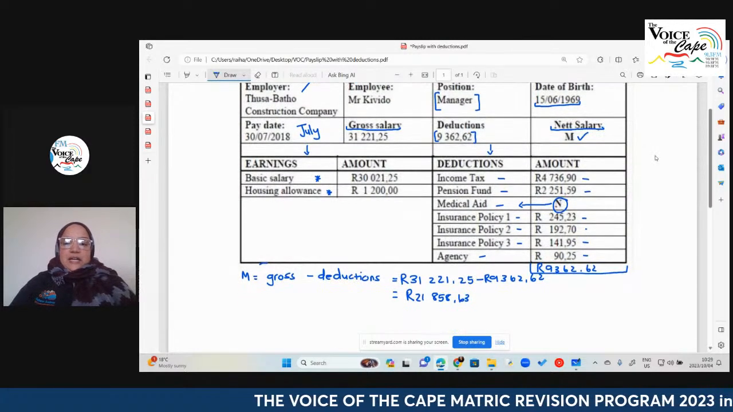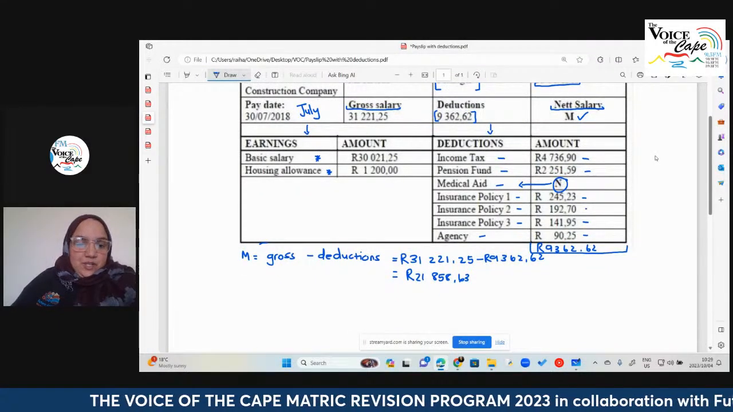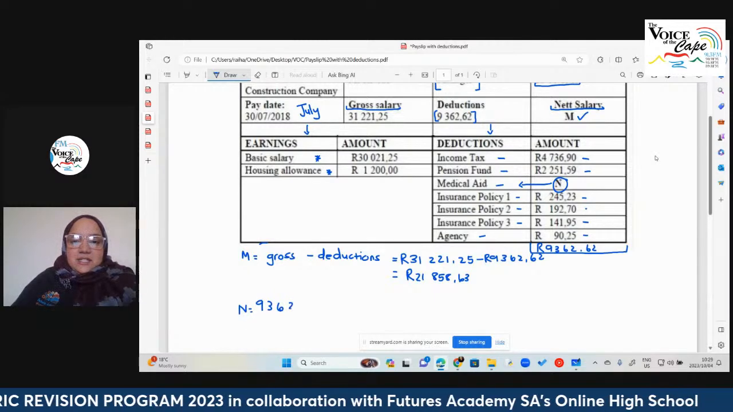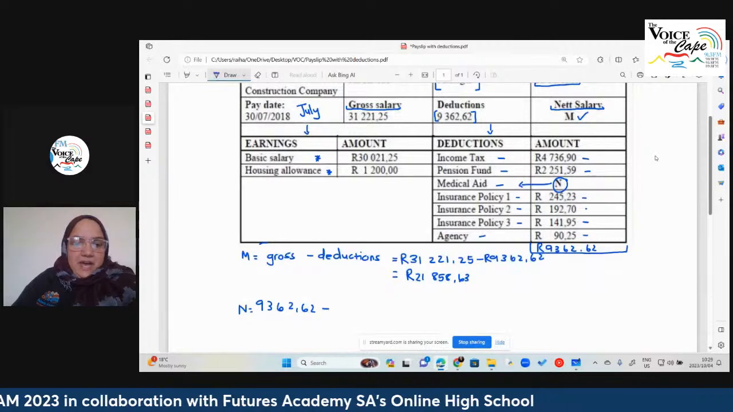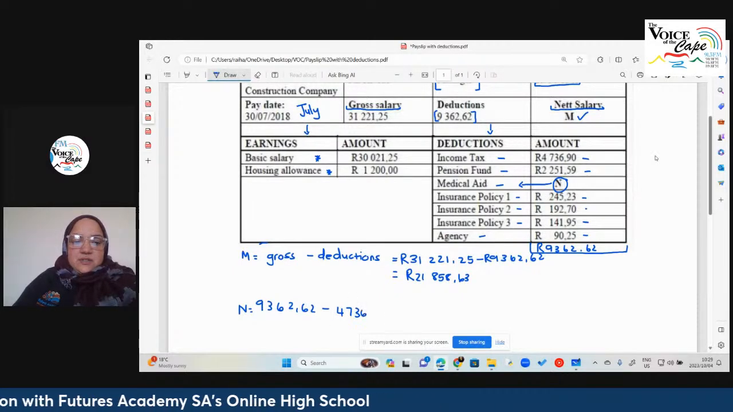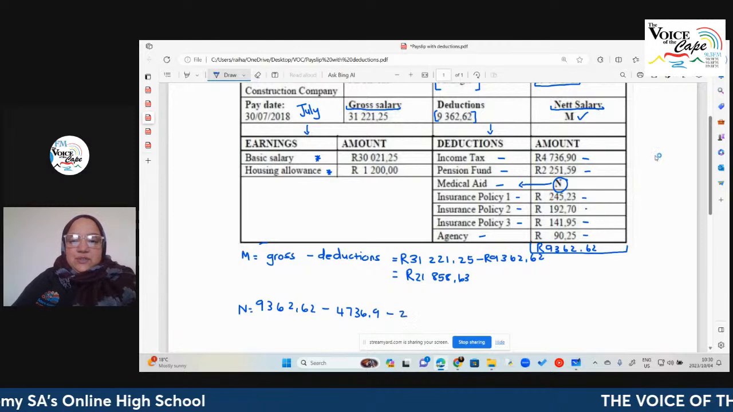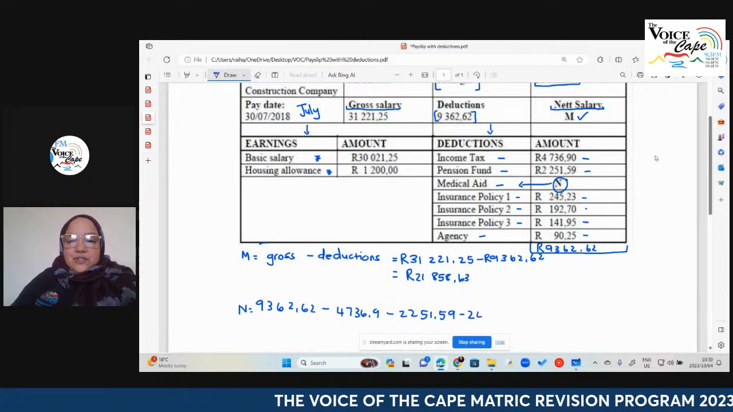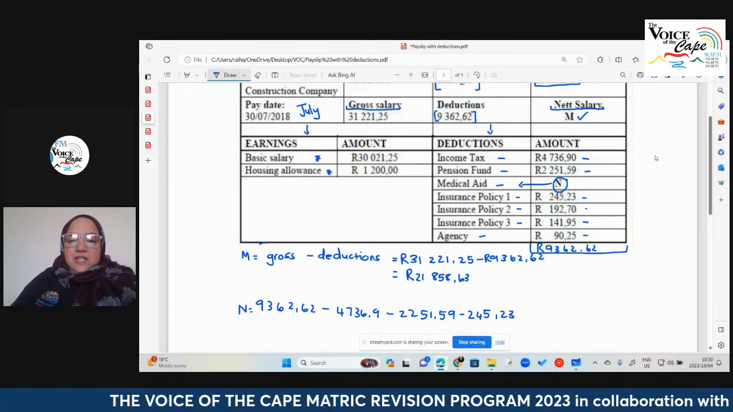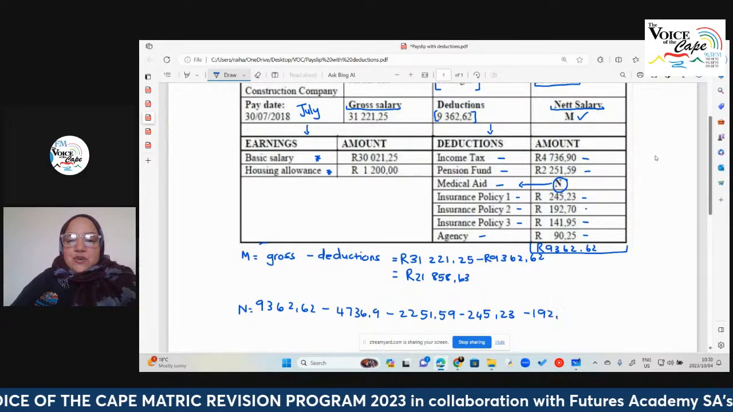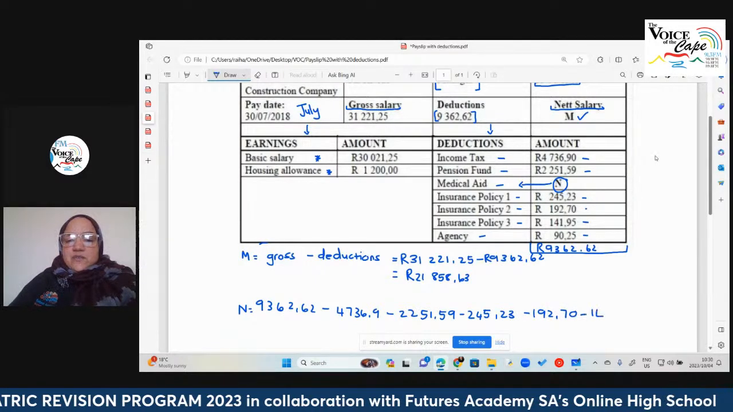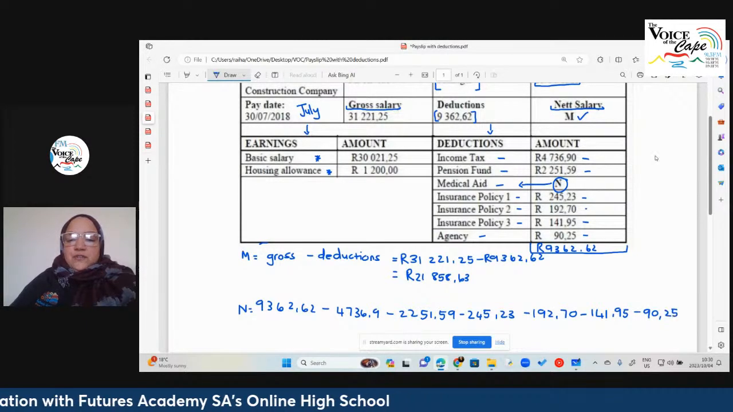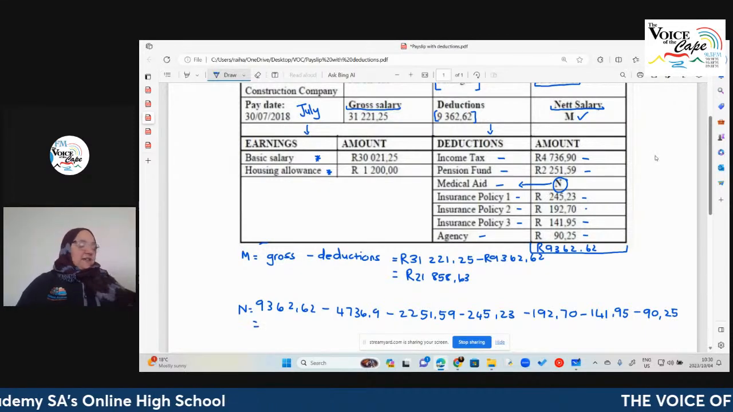So I'm just going to scroll down here. To calculate N, we'd have 9,362.62 minus 4,736.90 minus 2,251.59 minus 245.23 minus 192.70 minus 141.95, and the last one is minus 90.25. So let's see what that gives us.